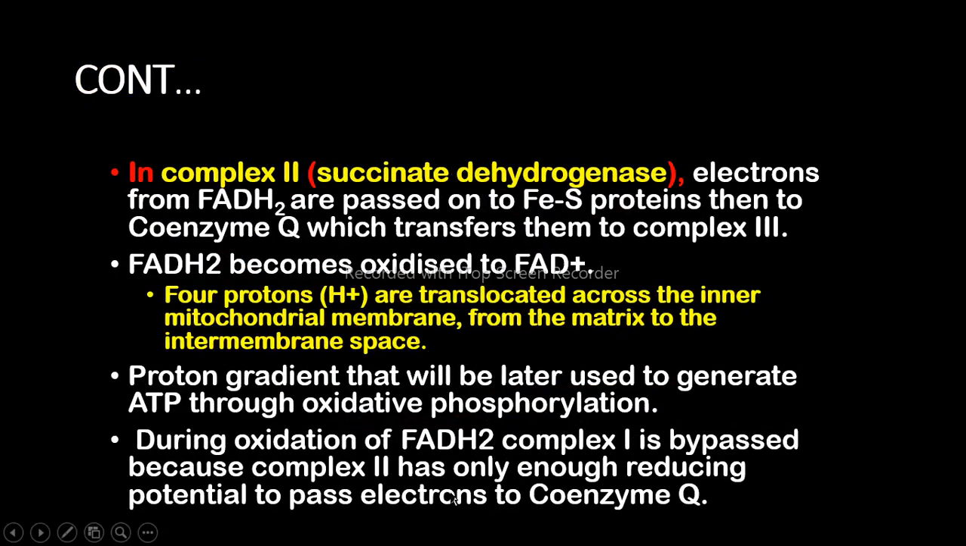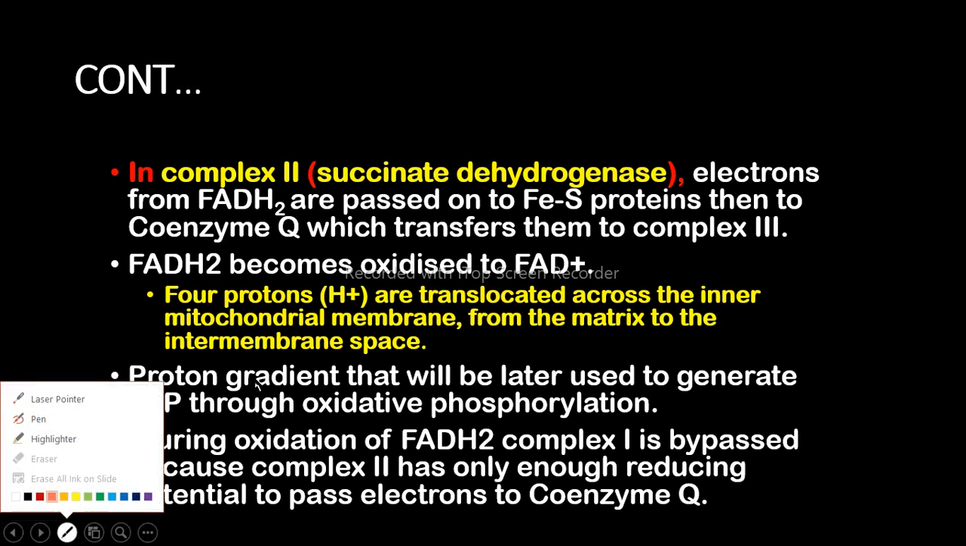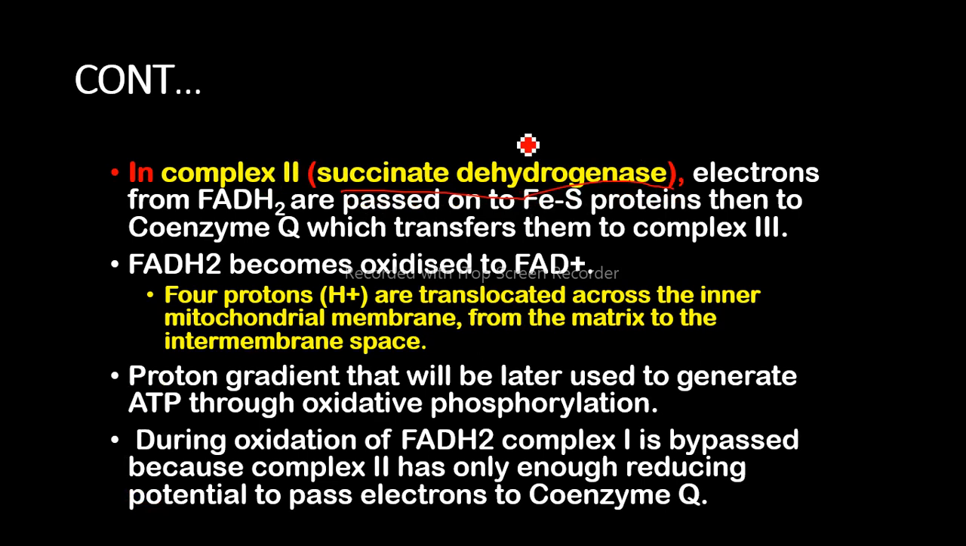And so what happens within complex 2, as you can see, in complex 2, that is succinate dehydrogenase, electrons from FAD are passed to the iron and then to the coenzyme Q, which are then transferred to complex 3. FAD becomes oxidized to this oxidized form of FAD. So 4 protons are translocated across the inner mitochondrial membrane from the matrix to the intermembrane space. As you are doing that, then the proton gradient will later be used to generate ATP through oxidative phosphorylation by chemiosmosis. We saw it. During oxidation, FAD complex is bypassed because the complex 2 has only enough reducing potential to pass electrons to coenzyme Q.